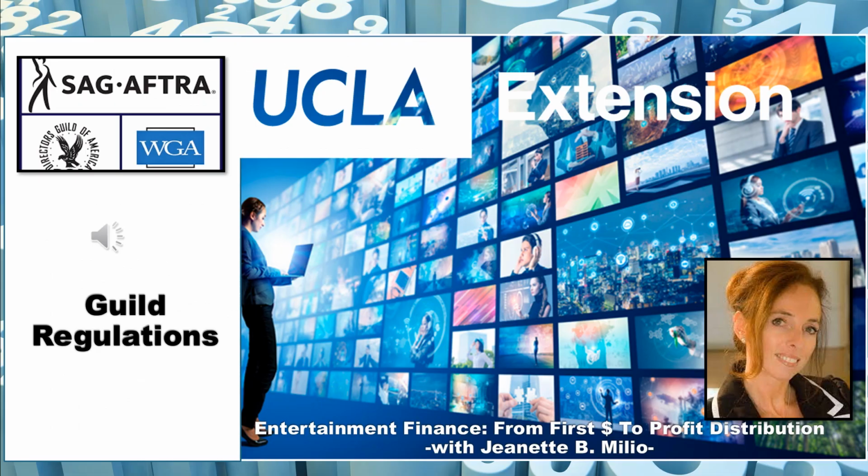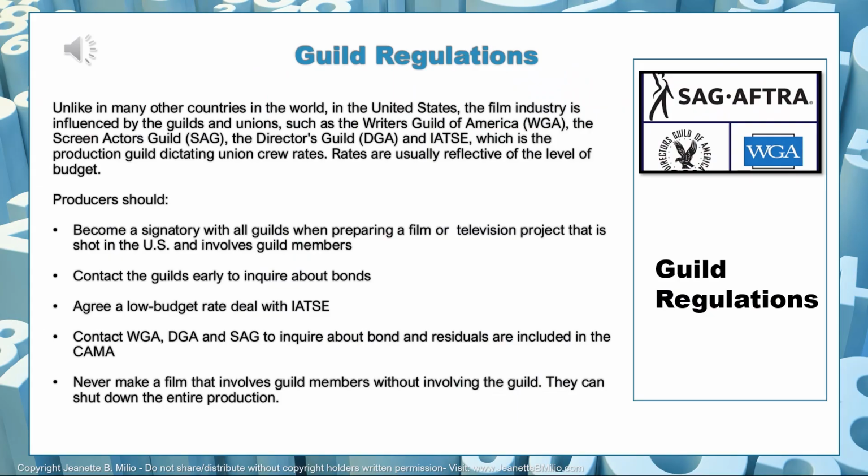Let's look at some guild regulations. These obviously only occur for film or television projects that are shot in the US and are subject to a union. Unlike many other countries in the world, the United States film industry is influenced by the guilds and unions. That includes the Writers Guild, SAG, which is the Screen Actors Guild, and the Directors Guild, as well as IATSE, which is the production guild dictating union crew rates. Rates are usually reflected in relation to the level of the budget.